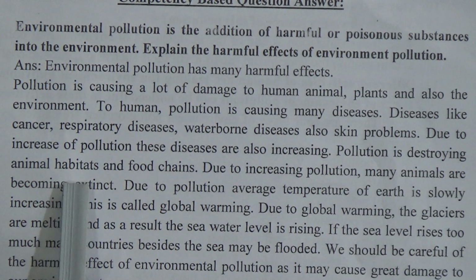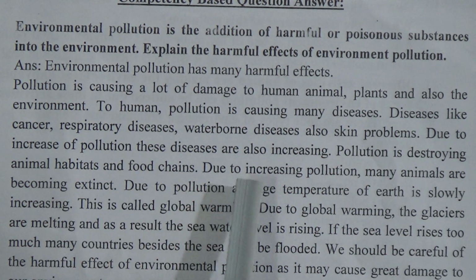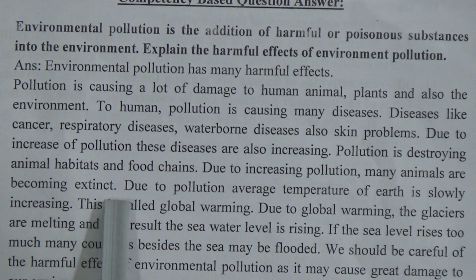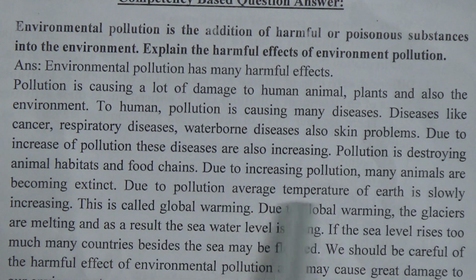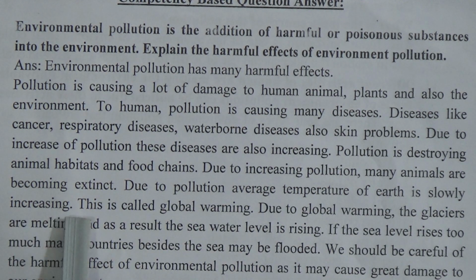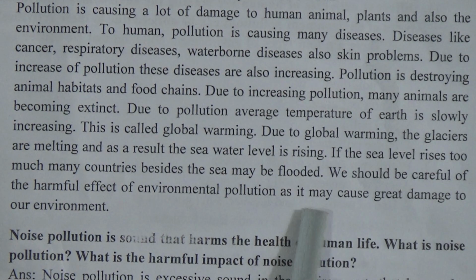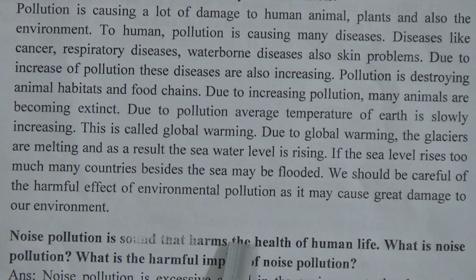Pollution is destroying animal habitats and food chain. Due to increasing pollution, many animals are becoming extinct. Due to pollution, average temperature of Earth is slowly increasing. This is called global warming. Due to global warming, the glaciers are melting and as a result, the sea water level is rising. If the sea level rises too much, many countries besides the sea may be flooded. We should be careful of the harmful effect of environmental pollution as it may cause great damage to our environment.